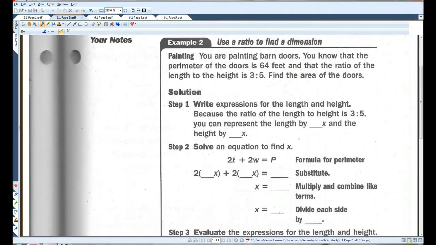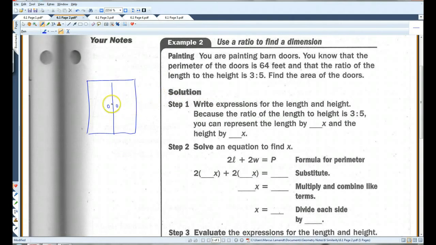Okay, example 2. You are painting barn doors. You know that the perimeter of the doors is 64 feet and the ratio of the length to the height is 3 to 5. Find the area of the doors. Okay, so let's draw a picture. We'll say that these are our doors. We know that the perimeter all the way around is 64. Length to height is 3 to 5.